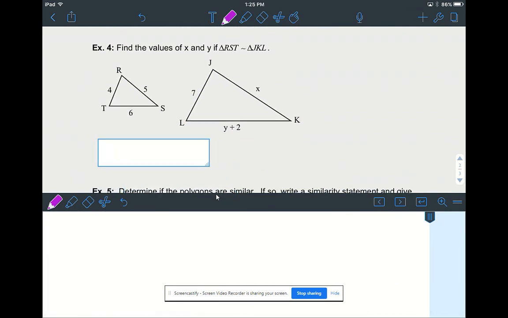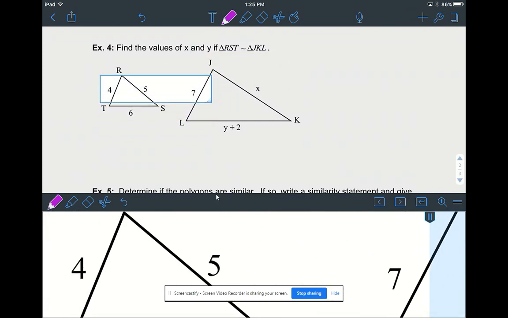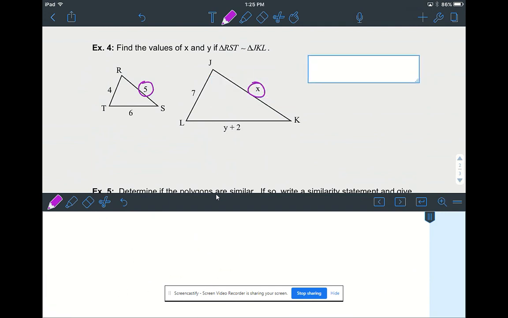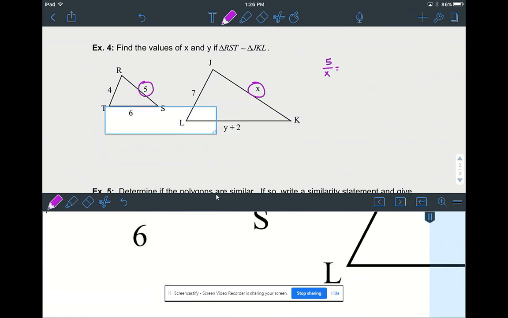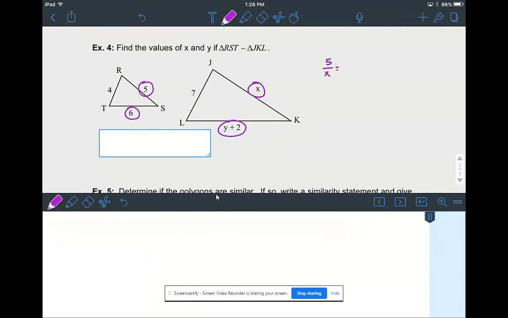Find the values of x and y if triangle RST is similar to triangle JKL. So we have to match up the sides. RS, so 5, is going to be similar to JK, so x. So I'm going to come over here. These two sides are proportional. And then ST, 6, and so these two are proportional. I'm going to put that one over here.